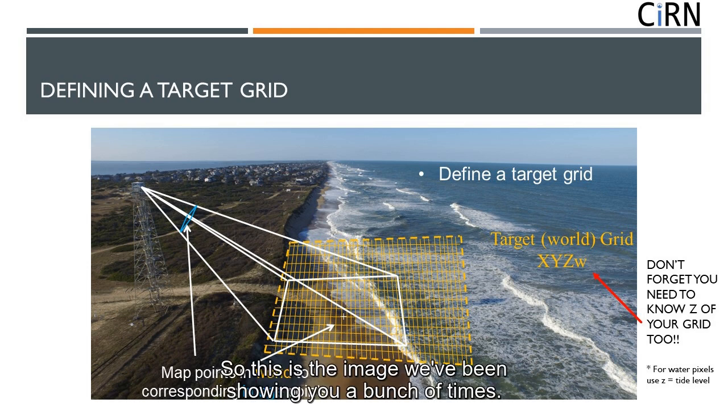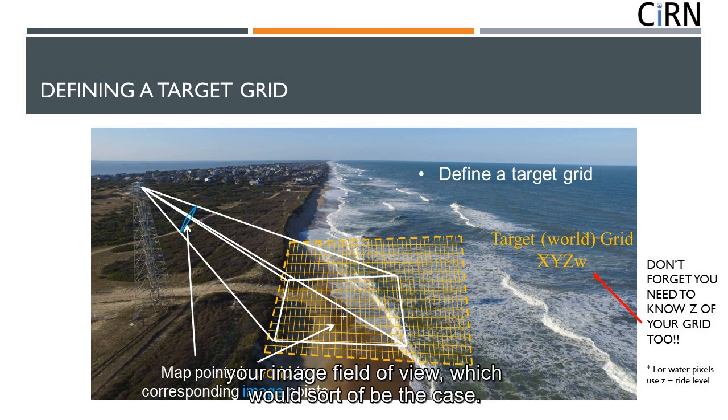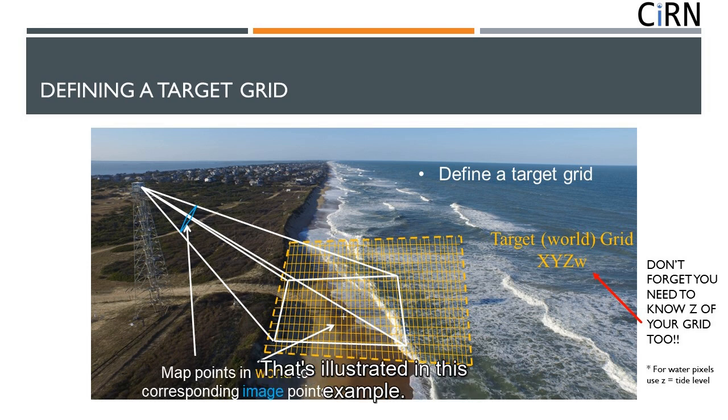So this is the image we've been showing you a bunch of times. The yellow grid is what we call your target world grid. So you define a grid where you want your image to be. You're probably going to define a grid that's not exactly the same size as your original image. So it might be a portion of your image, or it might extend off of your image field of view, which would be the case illustrated in this example.